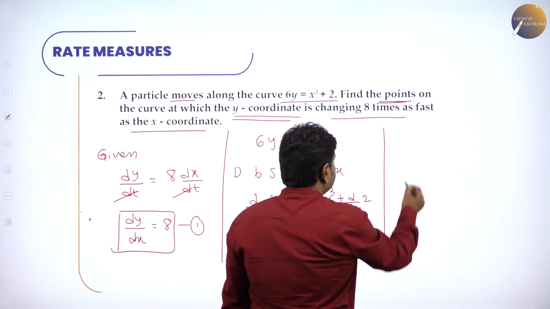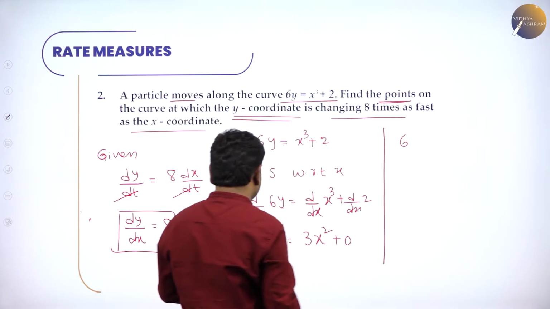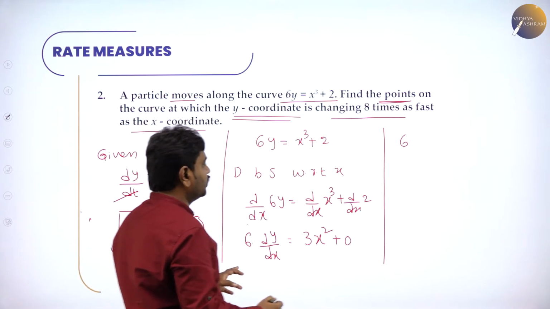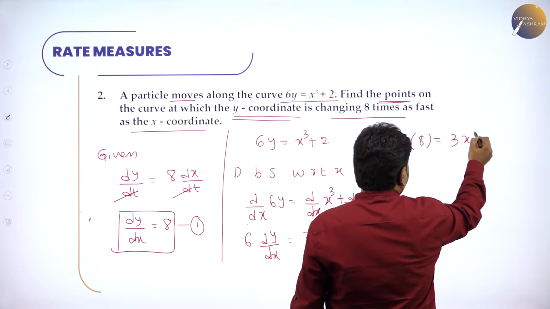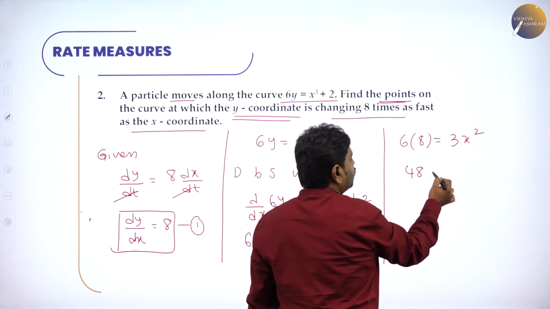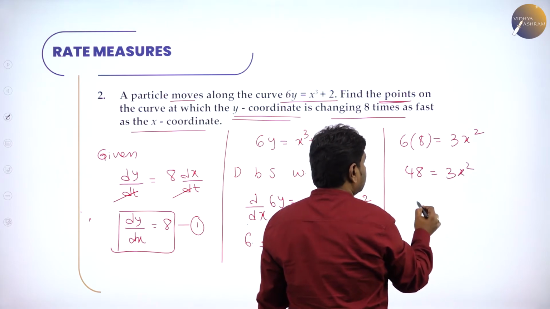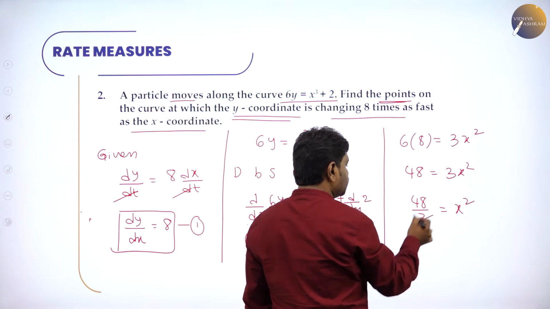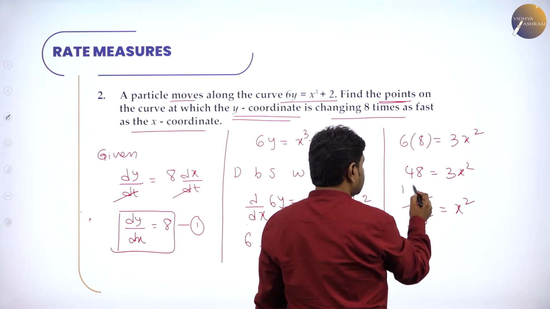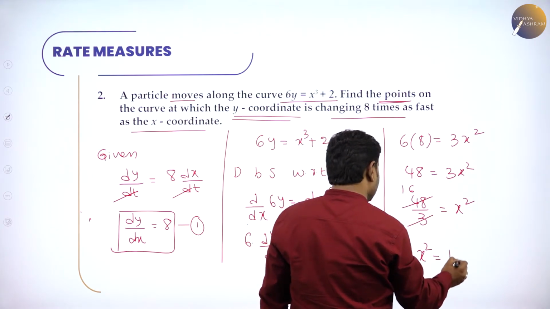Simplify this. 6 into dy by dx is already given. What is dy by dx? 8. In the place of dy by dx I'll put 8, so 6 into 8 is equal to 3x square. 6 8s are 48 is equal to 3x square, or 48 divided by 3 is x square. 3 16s are 48. So x square is equal to 16, you got.